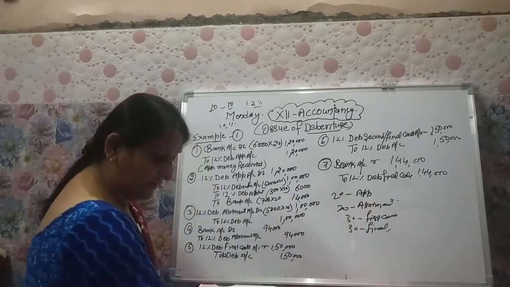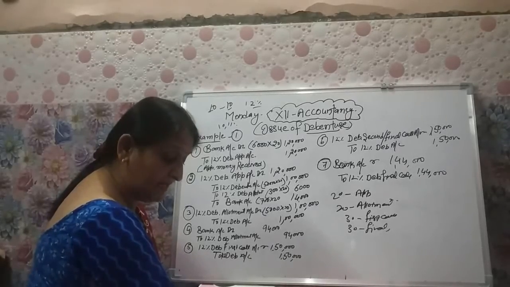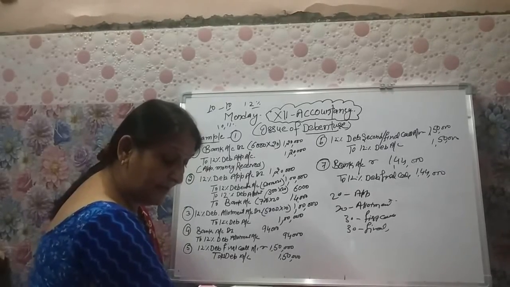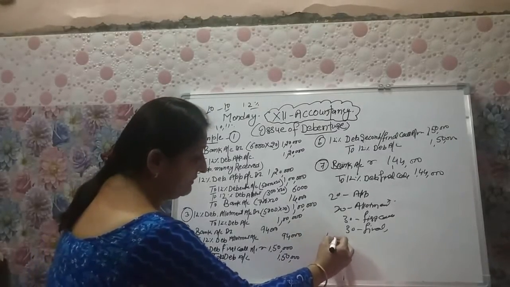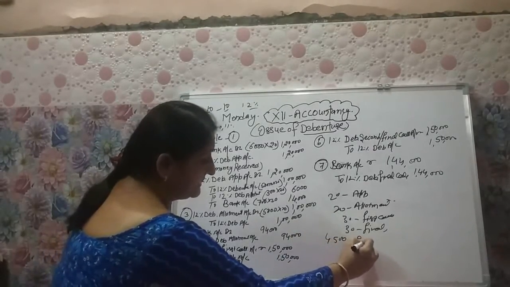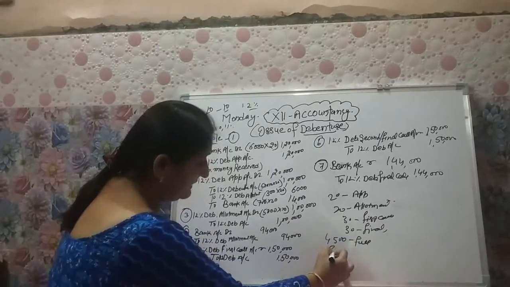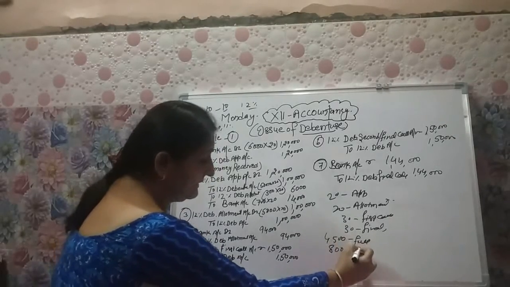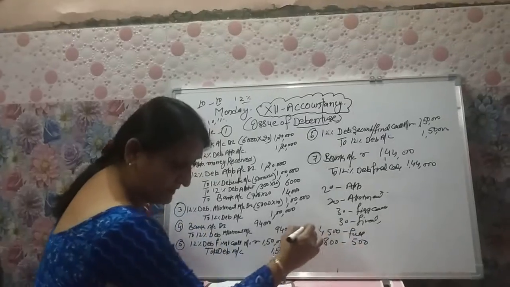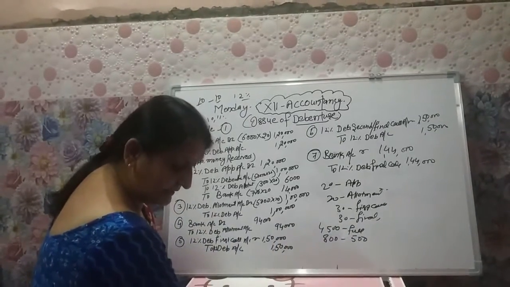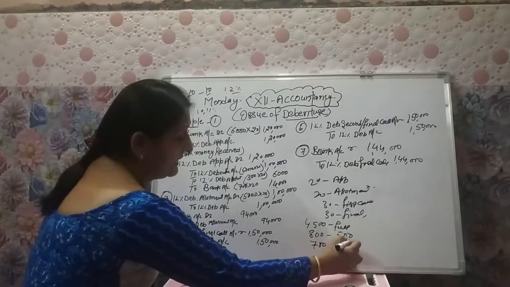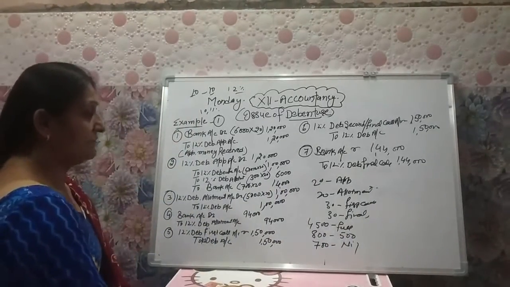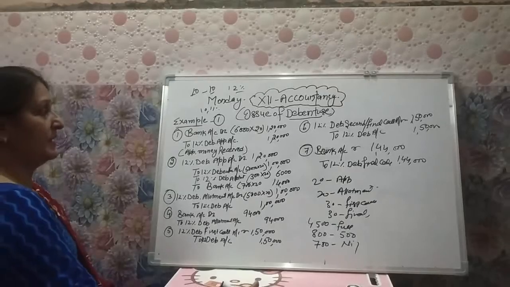Right? Company invited 5,000 debentures but the public applied for 6,000. 4,500 debentures were accepted in full, and the categories are: the debenture holder who applied for 800 debentures, company allotted them 500, right? And the debenture holder who applied for 700, company gave them nil. So we have to make the journal entry in the books of the company.